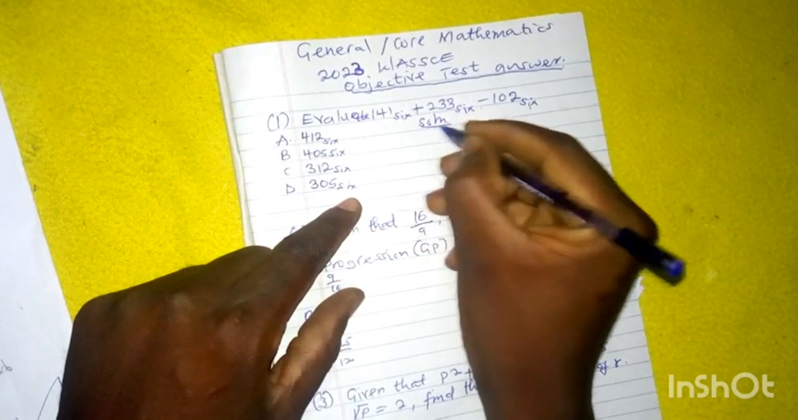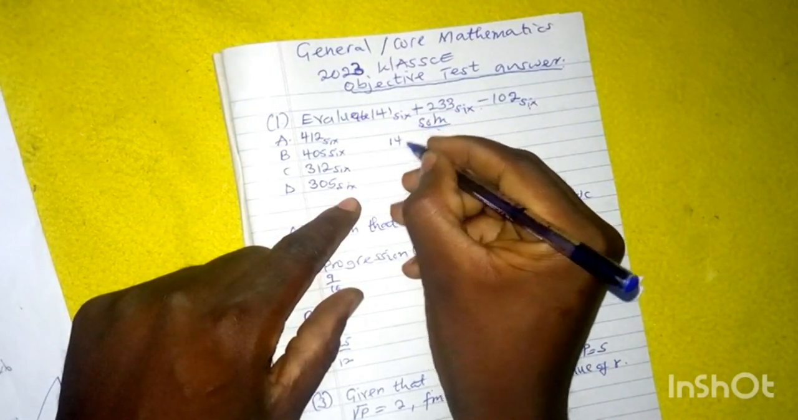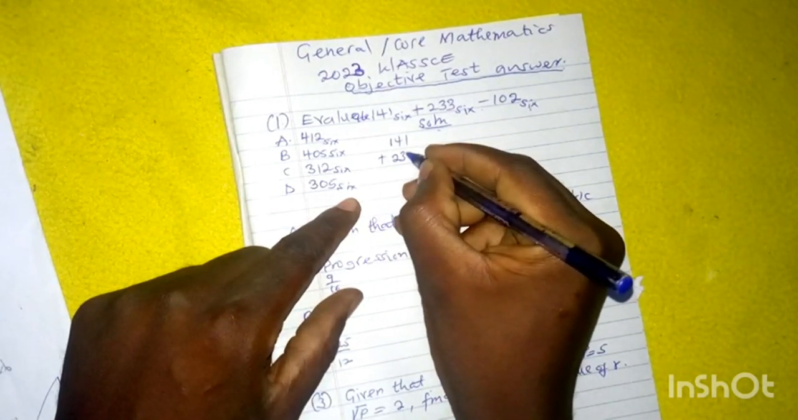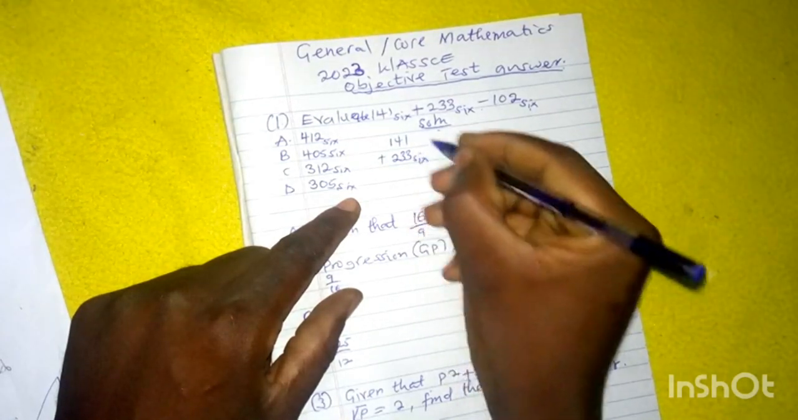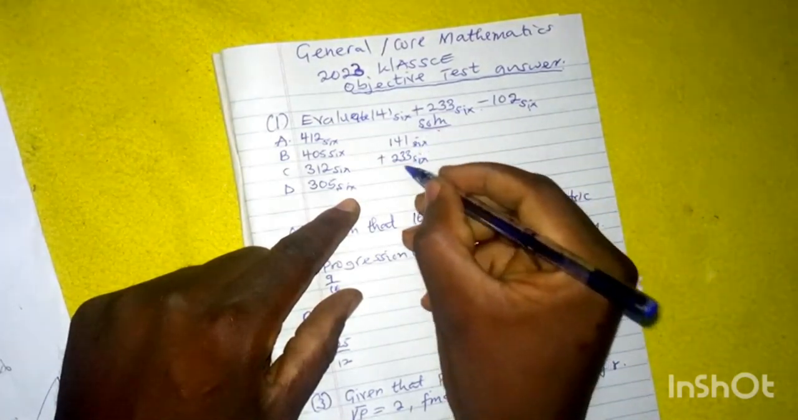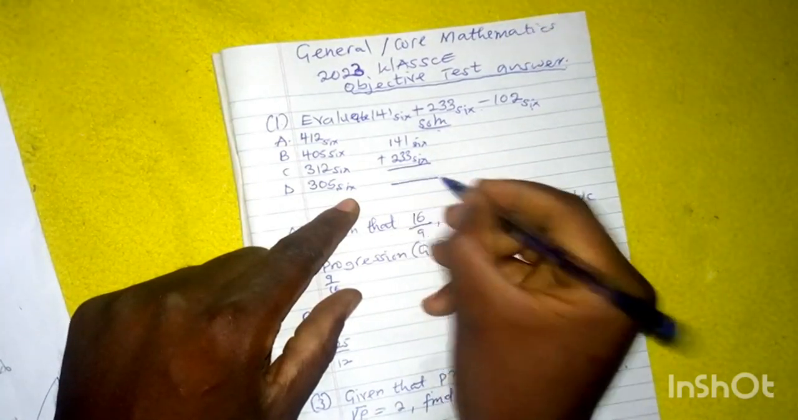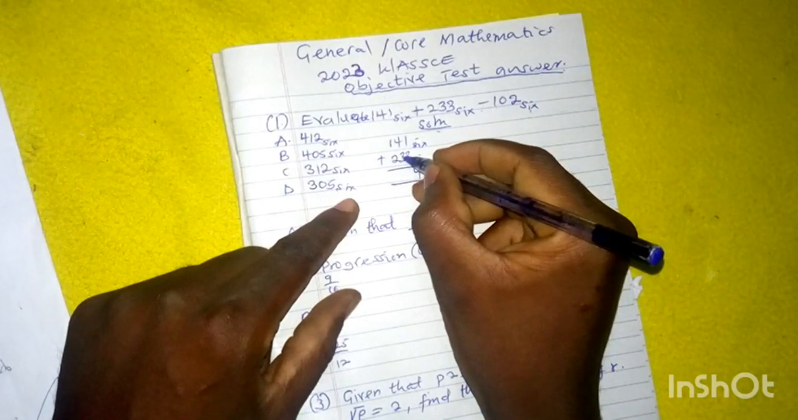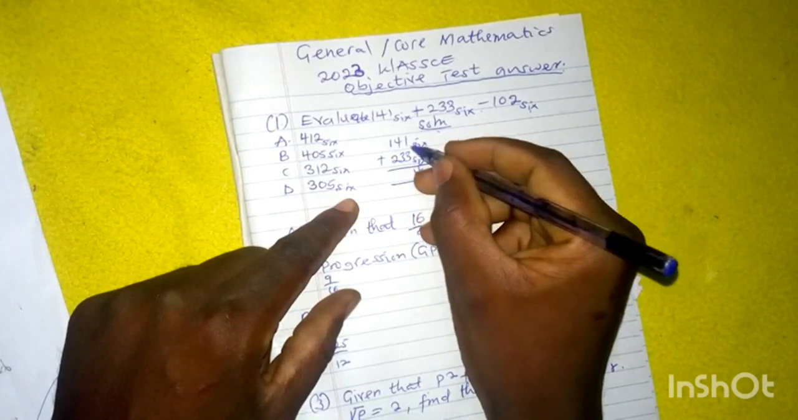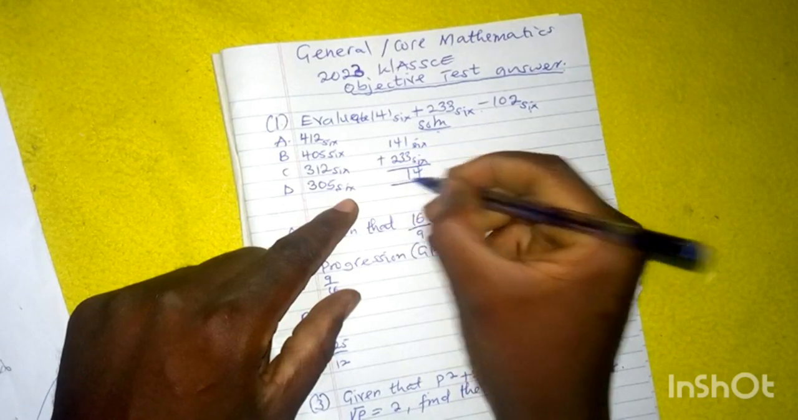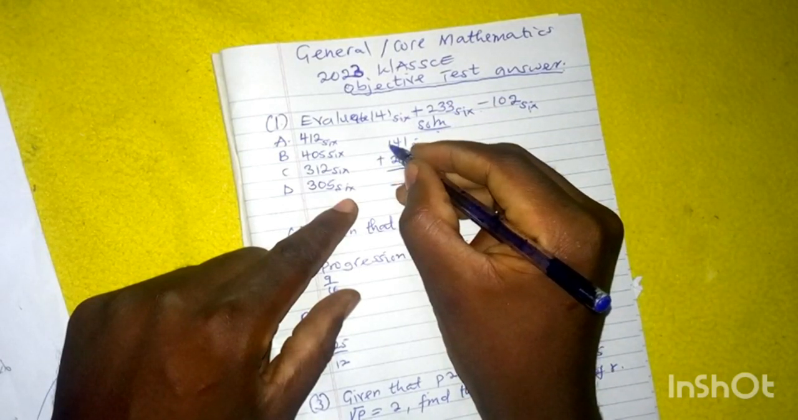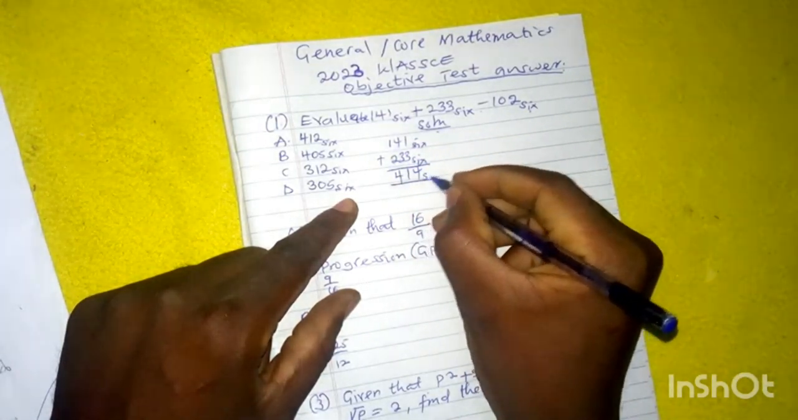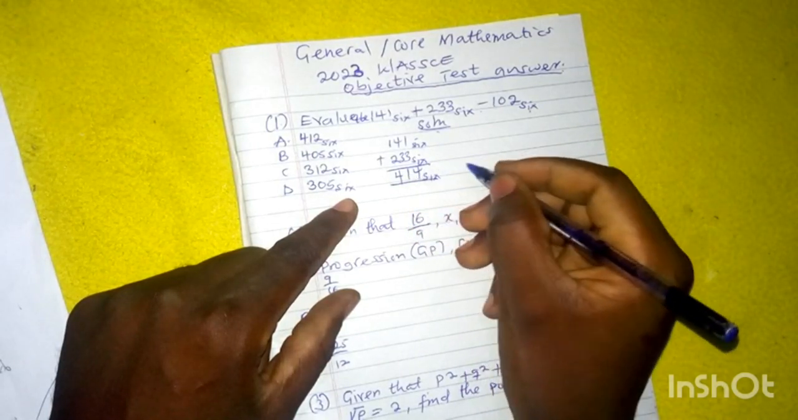So 141 plus 233, all in base 6. Let's solve it. 1 plus 3 will give us 4. 3 plus 4 will give us 7. 6 goes into 7 how many times? 1, remainder 1. We add it to this, giving this 2. 2 plus 2 gives us 4. So we have 414 base 6.